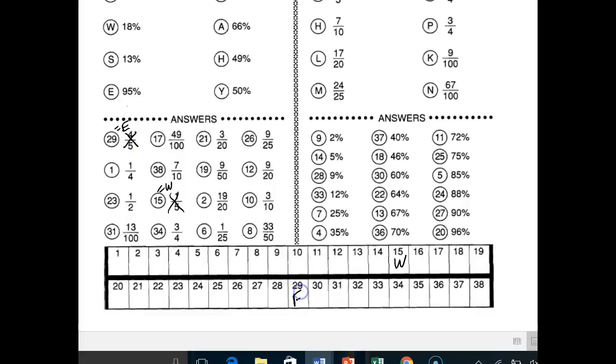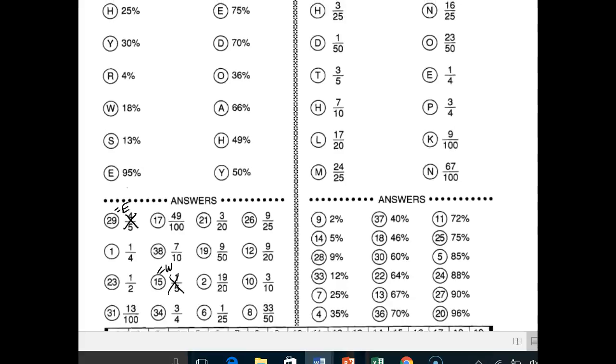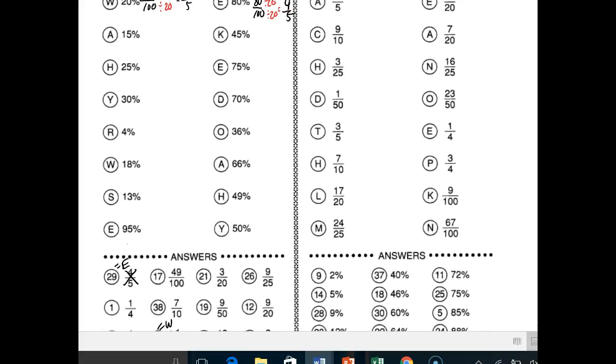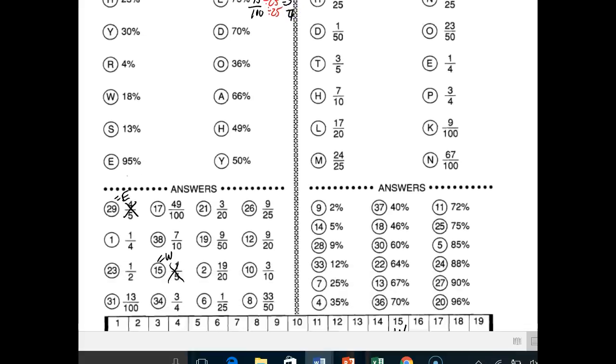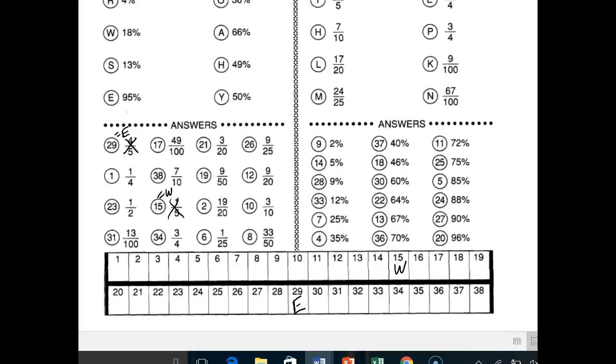Let's do a little bit trickier one. Let's do 75%. 75% is 75 over 100. What can I divide them both by? Turns out I can divide them both by 25, right? My quarters. And I get 3/4. So 75% is the same as 3/4. Let's go down and find 3/4. 3/4 is 34, so that's again an E. So I can cross off 3/4, and on 34, I can put an E.